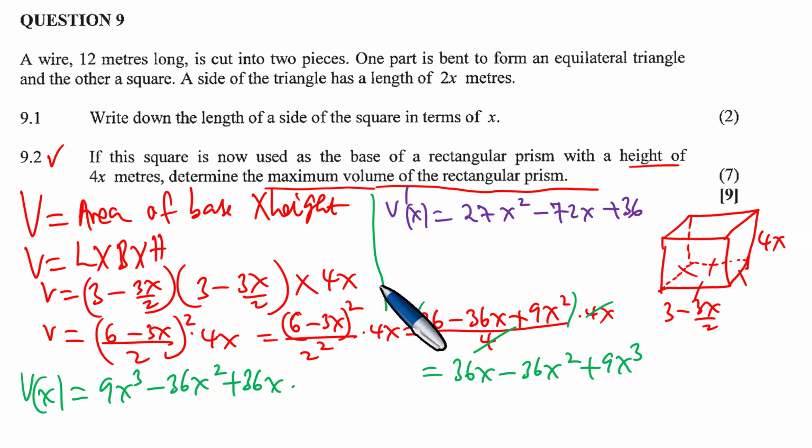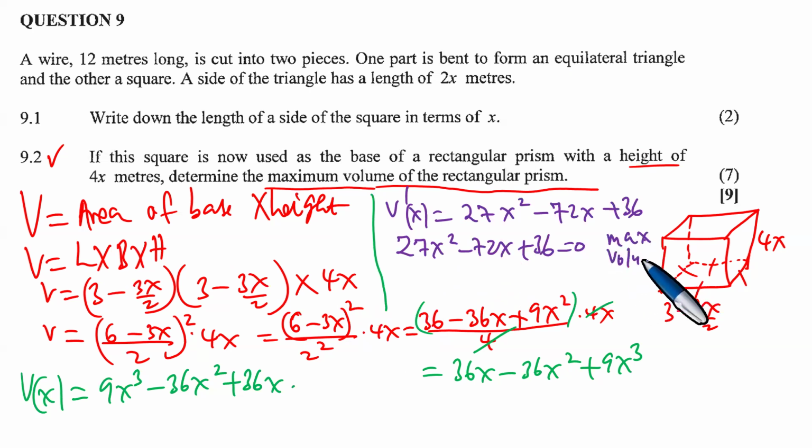This is the derivative, but what do we want with this derivative? We want to find the maximum volume. So we're going to take this derivative and equate it to 0, meaning we have 27x squared minus 72x plus 36 equals 0 for max volume. You can divide through by a number. Let's divide through by 9. If you divide 27 by 9, you get exactly 3x squared.